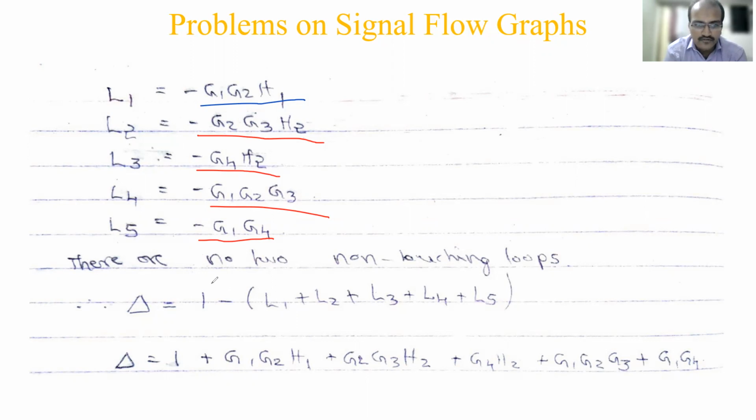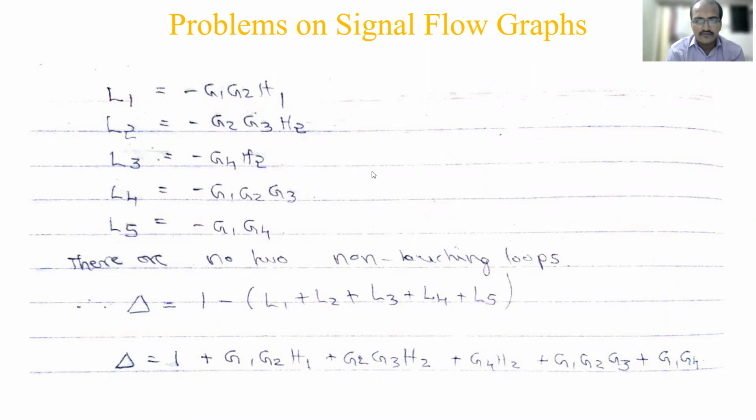So now we'll find out the delta from this. So 1 minus (L1 plus L2 plus L3 plus L4 plus L5). There are no two non-touching loops, that's why those terms are not there. All are having a minus sign, so minus of minus will come plus. So just write 1 plus G1, G2, H1 plus G2, G3, H2 plus G4, H2 plus G1, G2, G3 plus G1, G4. Simple. For this, your signal flow graph should be correct, whatever you have written from the block diagram.